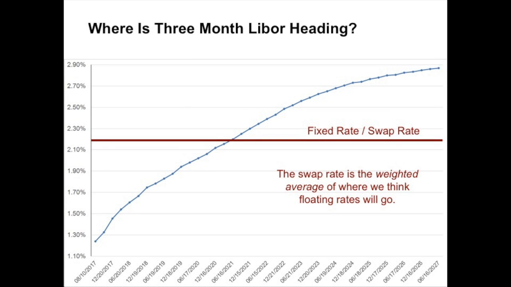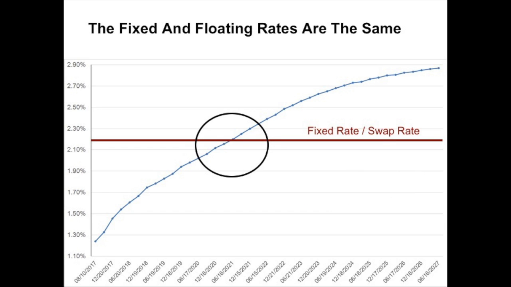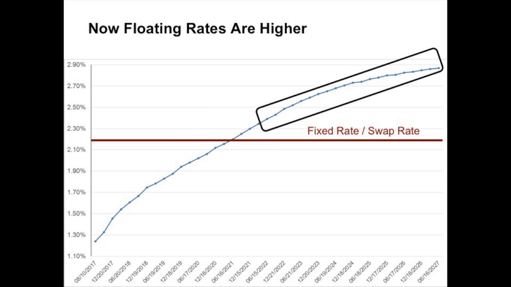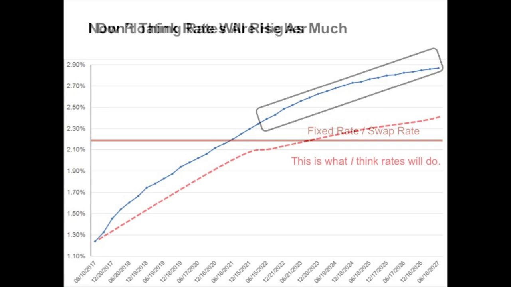The swap rate is calculated as the average, taking into account time value of money, of where we think floating rates will go. It will immediately be higher than where the floating rates are at the start. This is what we call a negative carry, where you're paying more on the fixed rate than you're receiving on the floating side. Given that rates are forecast to rise, there should be a time when the fixed and floating rates are similar. Then there should be a time when floating rates are higher than the fixed rate you're paying.